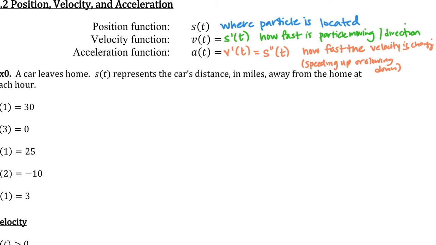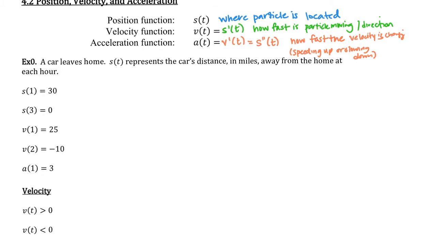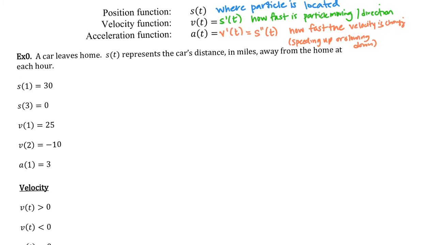Okay, let's look at what they might describe to you and interpret the context. So for example, it says a car leaves home. S of t is representing the car's distance in miles away from the home at each hour. Okay, so I'm leaving home. Leaving home is my 0 part. So the first one is S of 1. S is my position. What is the 1? Each hour, so at 1 hour, what is S? The car's distance in miles. The car is 30 miles away from home.